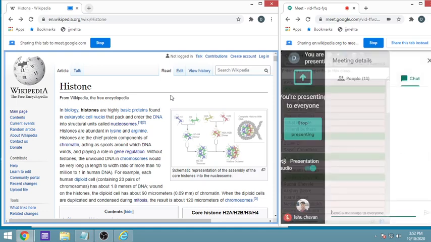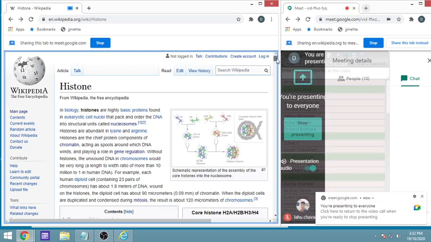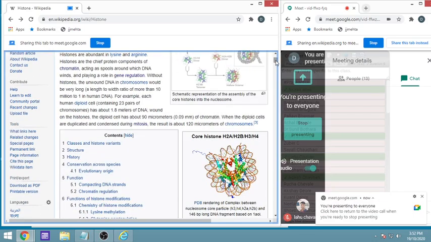So we have seen that these are the proteins. They are abundant in lysine and arginine. These two amino acids are highly present in them. They are the chief protein components of the chromatin. They act as spools, just like a reel, as you call it during your kite days, or even in thread. They act as spools around which DNA is wound, and they play a role in gene regulation.